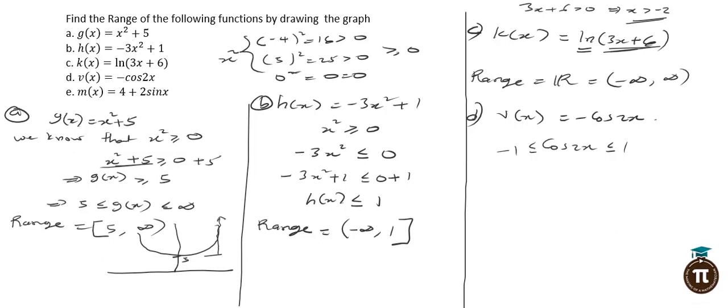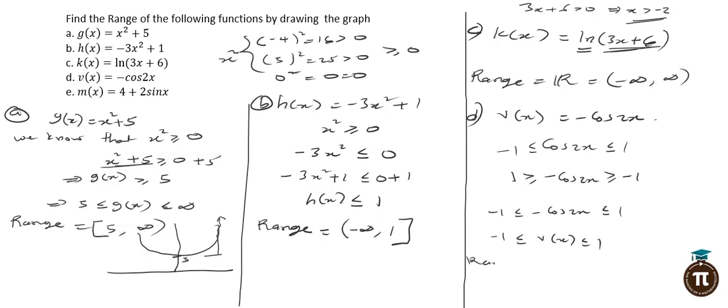So if you multiply through by minus, this one will become 1, and since you are multiplying with minus, the inequality changes, so minus cos 2x is greater than or equal to minus 1. I can rewrite this as minus 1 less or equal to minus cos 2x less or equal to 1. So that means minus 1 is less or equal to v of x less or equal to 1. So the range of that value is between minus 1 and 1 in closed interval, because I have less or equal to.